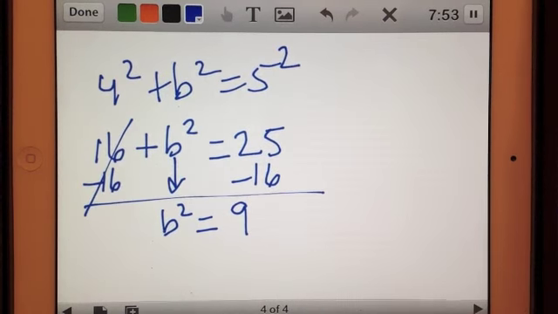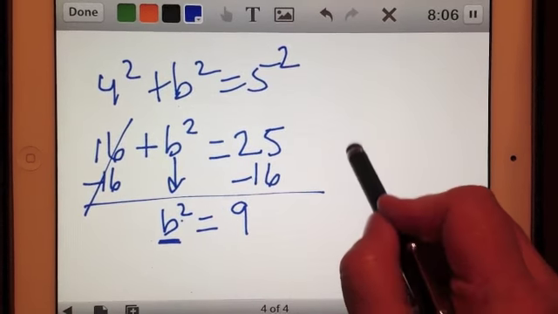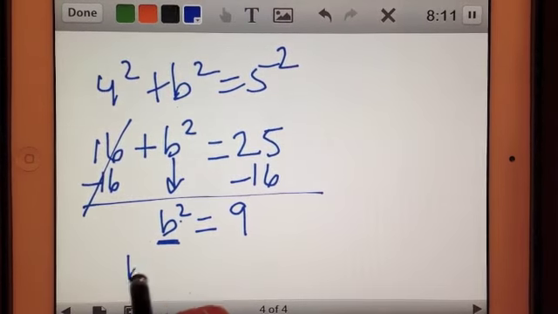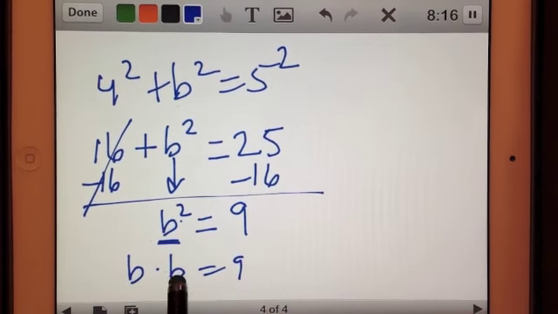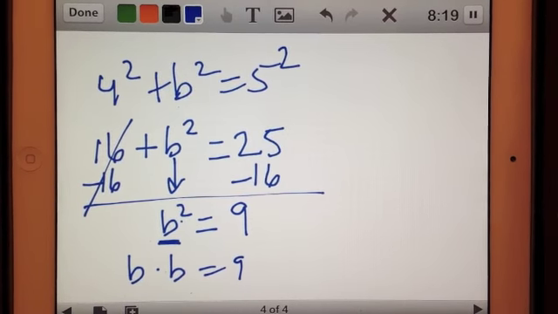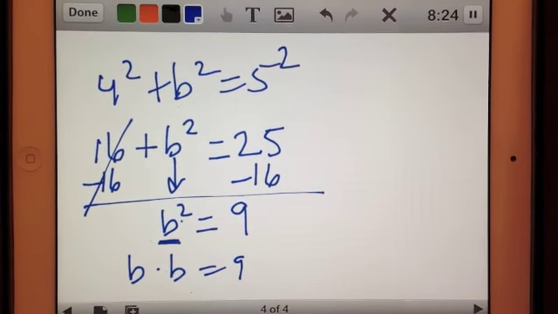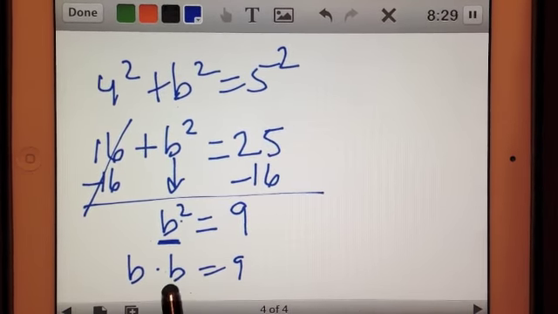Okay. Now, this is the part where a lot of students get stuck. B squared equals 9. What do you do with that? How do you find out what B equals if you know what B squared equals? Well, the first thing you want to think of is, what number times itself 2 times equals 9? So in other words, B times B equals 9. That's all that means. B squared is B times B equals 9. So what number times itself equals 9? Most of you will know that 3 times 3 equals 9. So it must be 3.